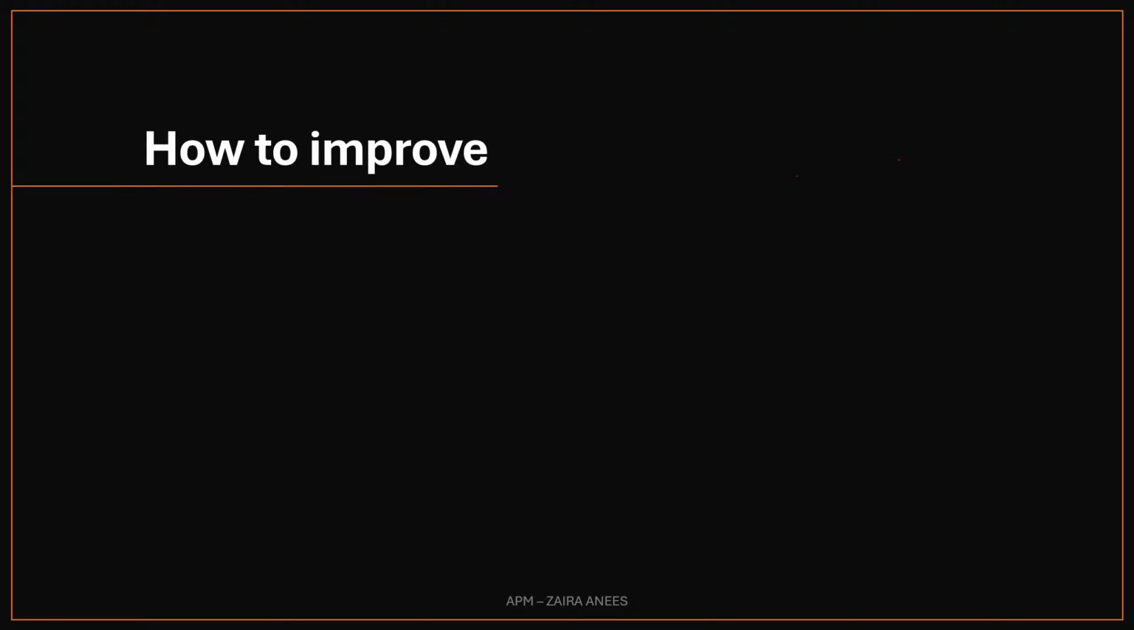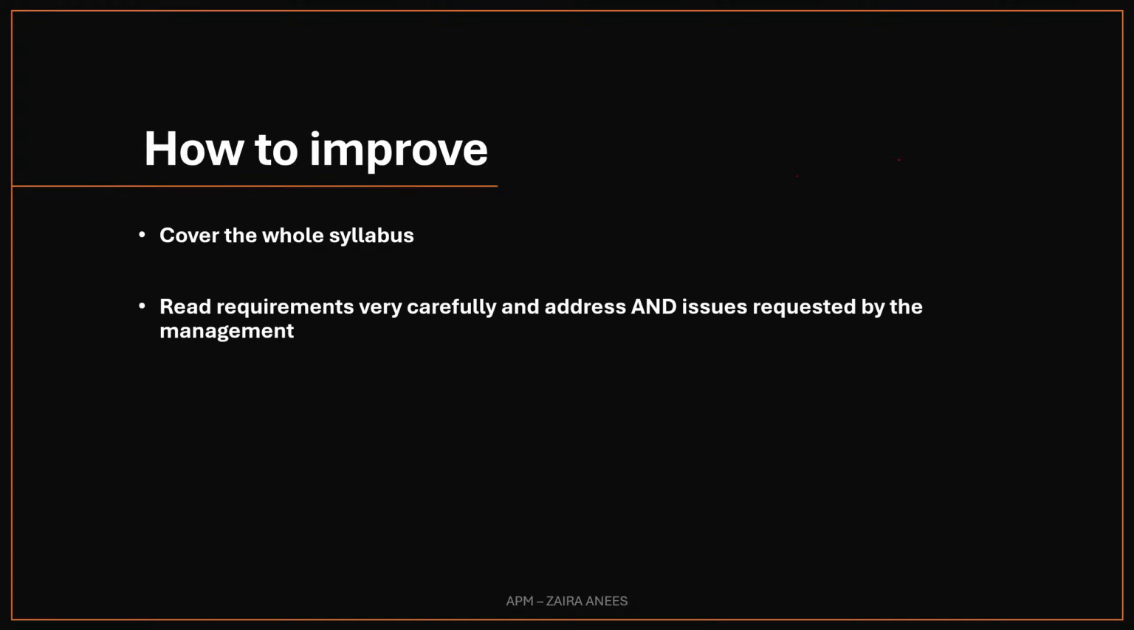If you just have 1 month left and you are reappearing in the APM paper, it's extremely important for you to understand how you can improve your answer. You have to cover the whole syllabus, especially the areas where advantages and disadvantages are required. These are generally not given in the scenario, so you have to connect those points with the scenario. That's important.